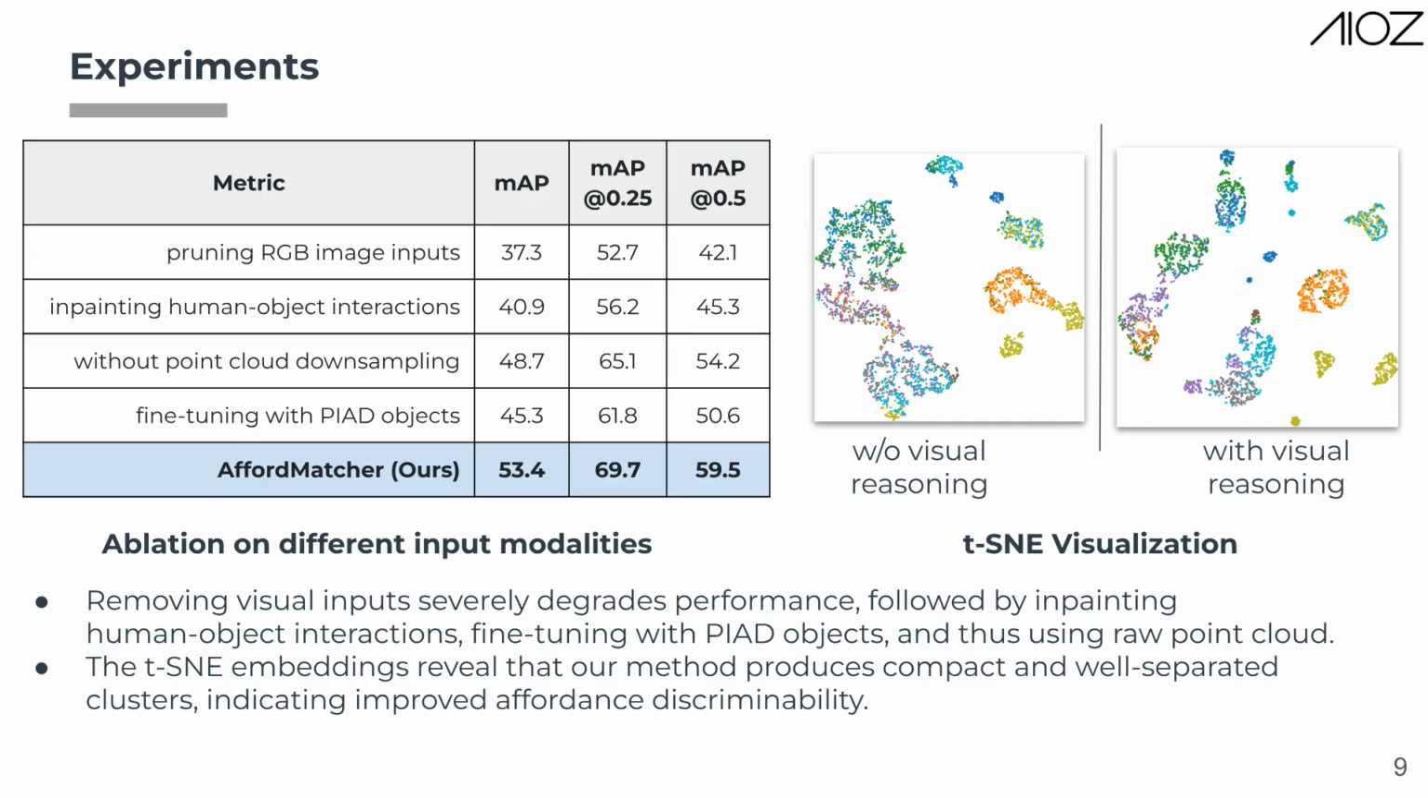Additionally, the t-SNE visualization also shows that the reasoning module yields more compact and clearly separated clusters, indicating enhanced affordance discriminability.